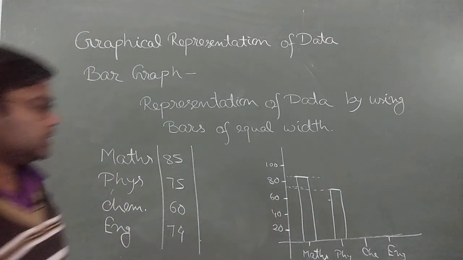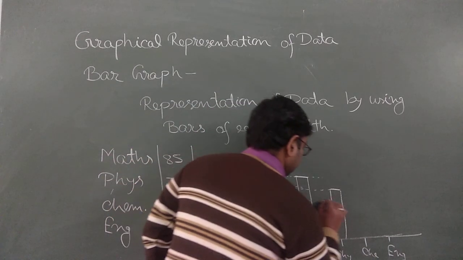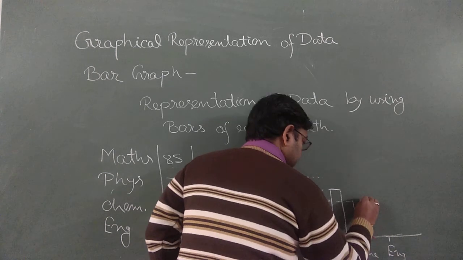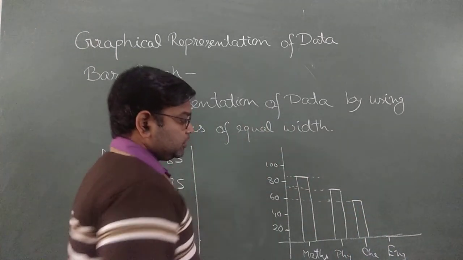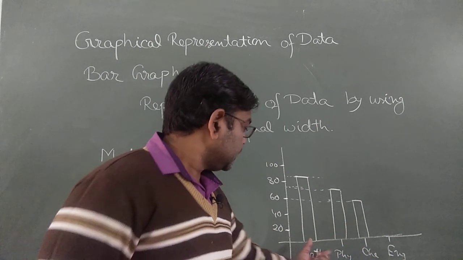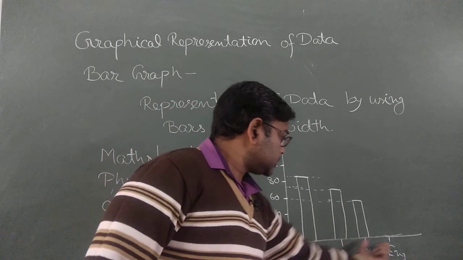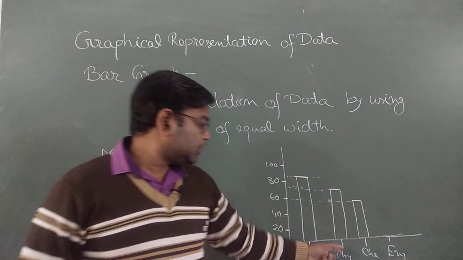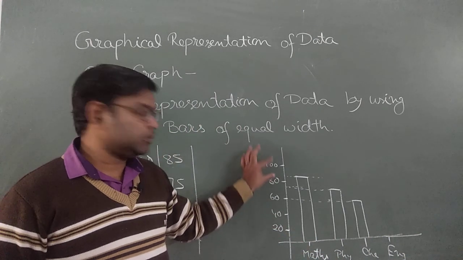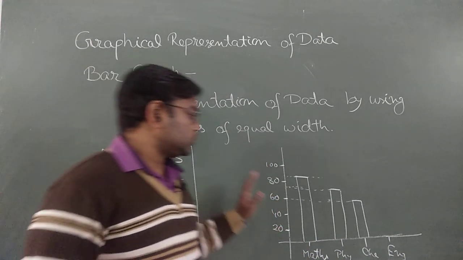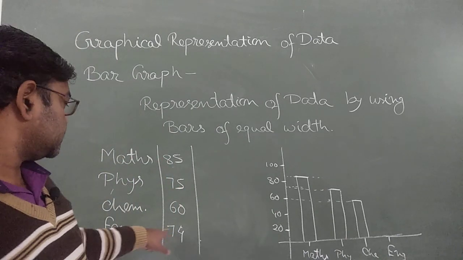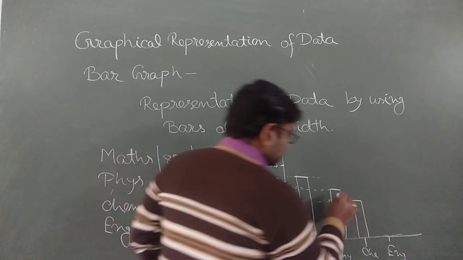Now chemistry, it's 60. Remember, we have to draw the bars of equal width, and the distance between each bar must be equal. Here it's not equal, it's my mistake that this gap is greater as compared to these two. So you have to focus that these gaps are also equal and these gaps are also equal. You must use your scale. So draw a graph properly. Now next one is your English. English is 74, near about 75, a little bit smaller.